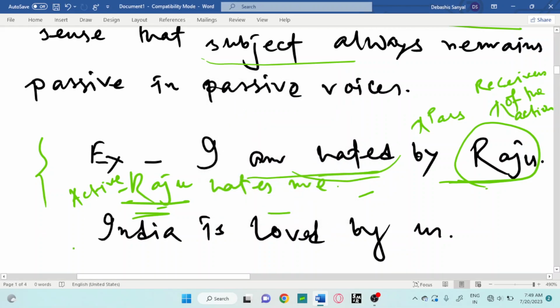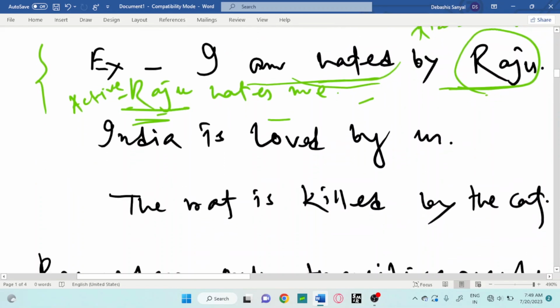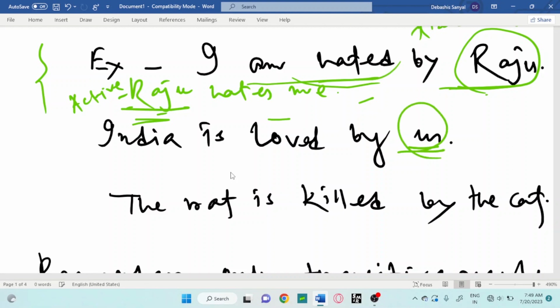In the same way, India is loved by us. Here, India is the receiver of the action, and it's also an example of a passive voice. Okay, the rat is killed by the cat. Here, the rat is the receiver of the action.